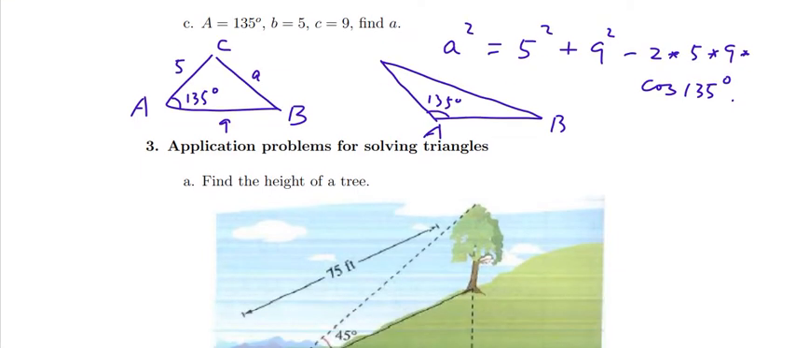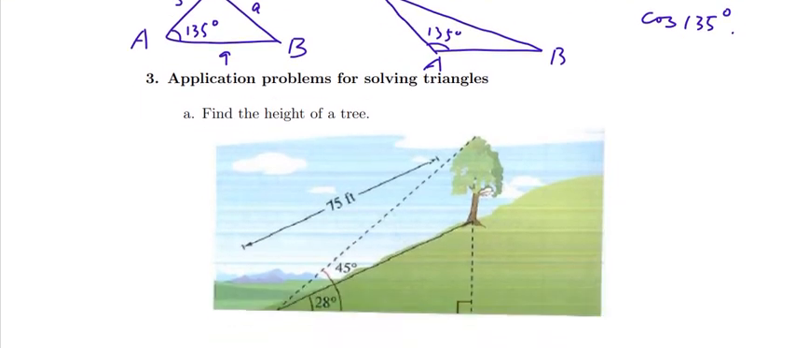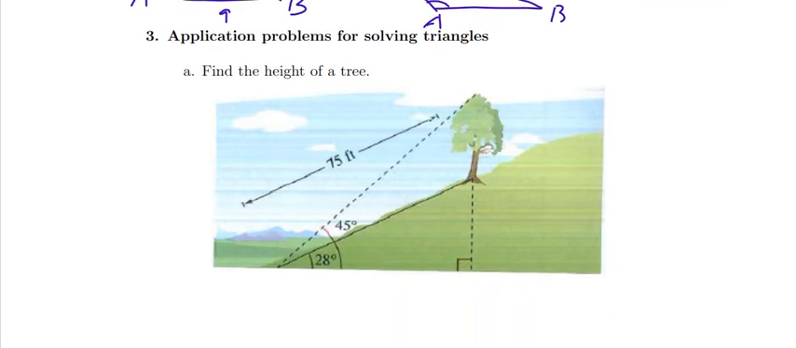Okay. So now we also have some application problems for applying the law of cosines and law of sines. So here we have this problem. We want to find the height of a tree. What we know is that from here to here we can measure, all these 75 feet.